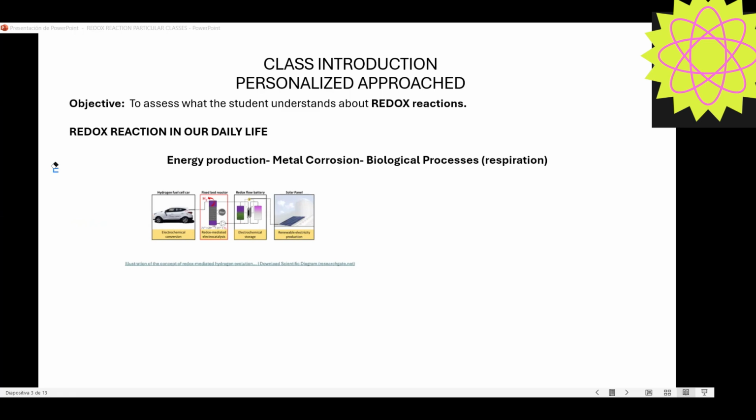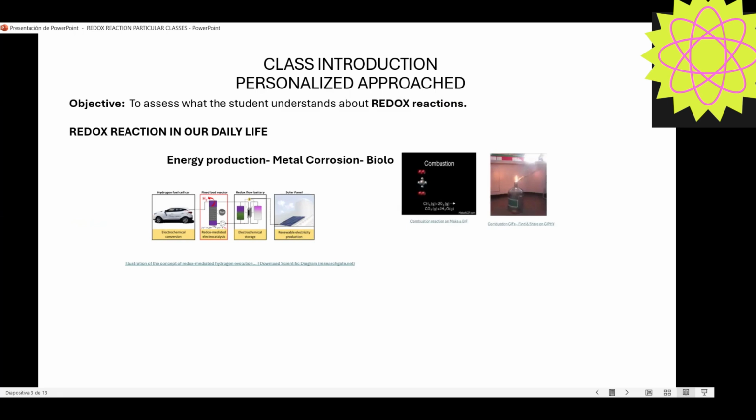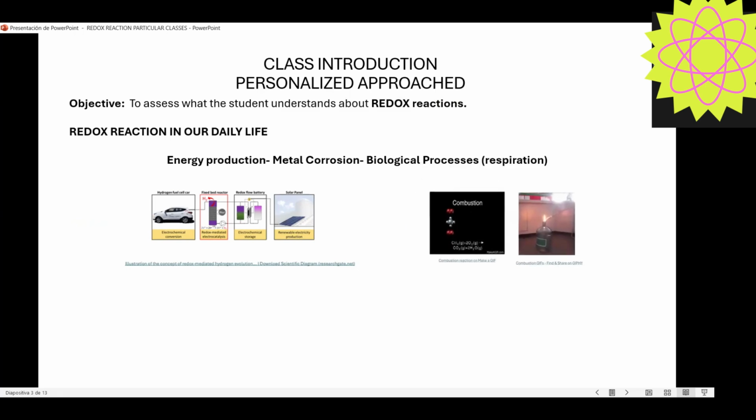As we have said, redox reactions are really important, right? So, for example, in combustion processes, we normally have redox reactions. Also, as I told you, in biological processes, for example, in the production of photosynthesis. You know what is photosynthesis now?